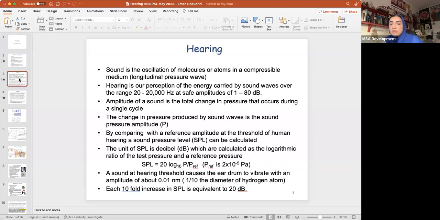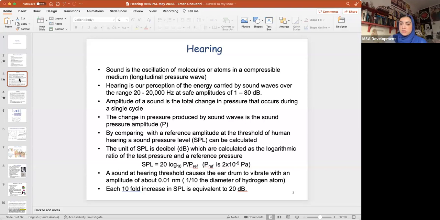So hearing is our perception of the energy carried by sound waves over a range from 20 to 20,000 hertz. And we're going to go over this again when we look at the cochlea and the structures within the cochlea, because hearing within this range of hertz is important. If it's outside, then your hair cells, or structures in your cochlea, don't actually get activated, or they don't get acted upon, which you guys will understand in a moment, and therefore you won't be able to hear it. That's why certain animals can hear pitches of sound that we cannot, and we can hear within this range.